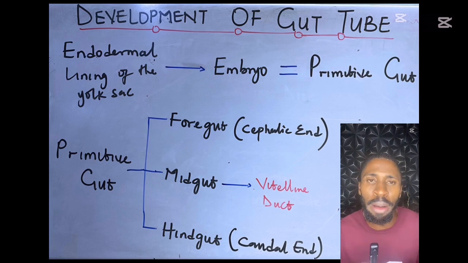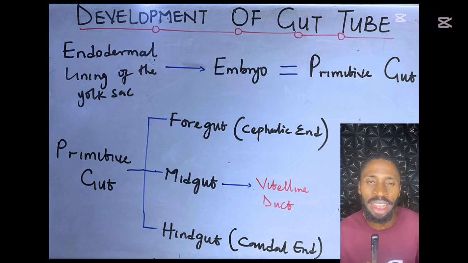So it is connected by what we call the vitelline duct or the yolk sac stalk. So that is how the midgut is connected to the what? To the yolk sac. The midgut is connected to the yolk sac by the vitelline duct or the yolk sac stalk. So simple.